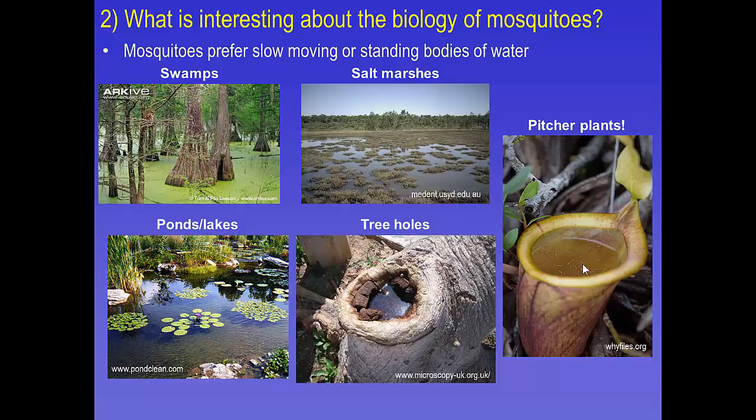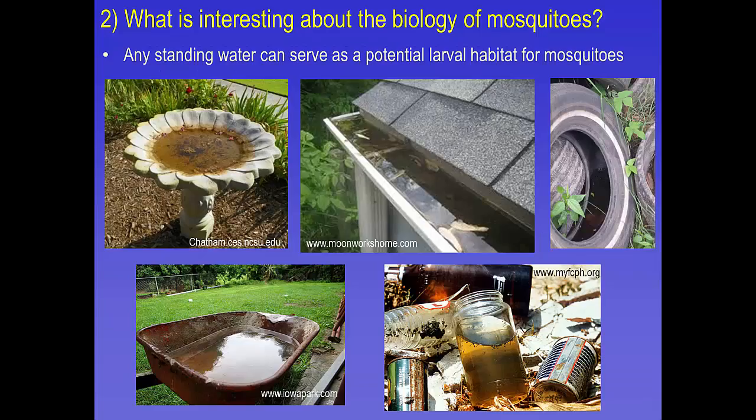Now these are all natural environments or natural sources of standing water, but it's important to note that just about any source of standing water can serve as a potential habitat for larval mosquitoes, whether it's natural or human-derived. For instance, any object that collects rainwater can provide a potential aquatic habitat for mosquitoes to lay their eggs and their larvae to develop. And humans, unfortunately, are quite proficient at producing such environments near their residences and in agricultural settings. Here are some examples.